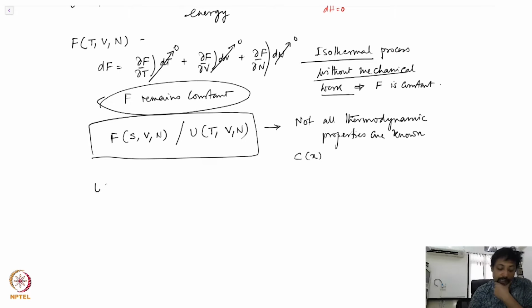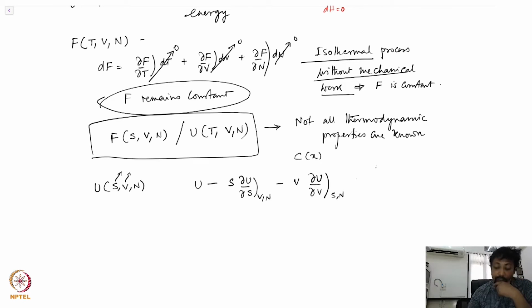Now coming back to this, I have U as a function of S, V, N. I have been replacing one variable, one generalized coordinate. I want to replace two. Let's replace S and V. That means I want to construct something which is S ∂U/∂S at constant V, N minus V ∂U/∂V at constant S, N. This I can easily do: U minus TS plus PV, right? And in thermodynamics, this is what is called the Gibbs free energy.